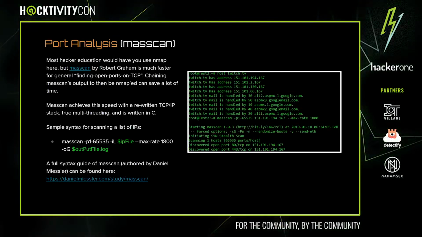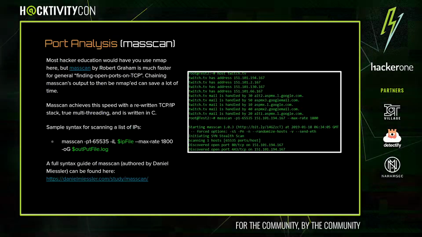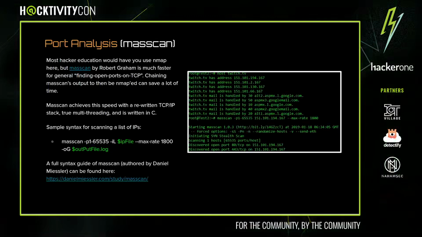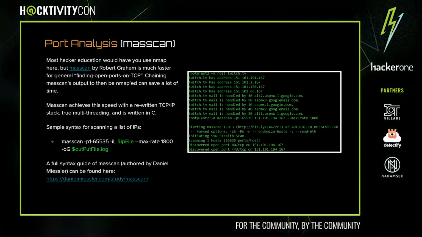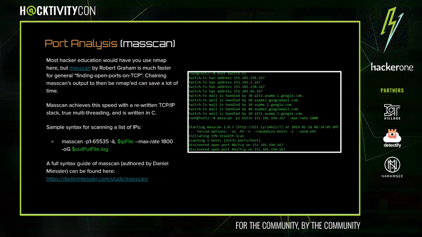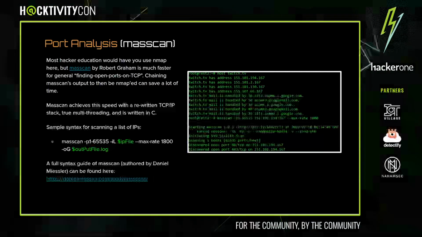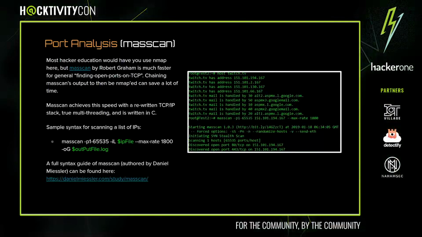It's multi-threaded, it's written in C. You can't say a lot of these things about Nmap. Side by side, I'm pretty sure that Masscan beats Nmap most of the time for fast, port-level scans. So I use Masscan for my port scanning. You can scan a whole range of ports. You can give it an input list and give it a max rate or a min rate. It takes the same syntax as Nmap, which is useful.